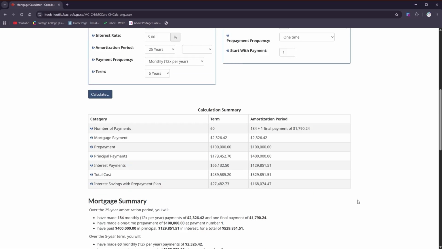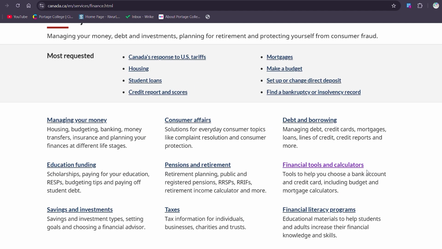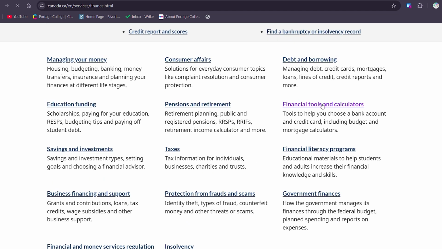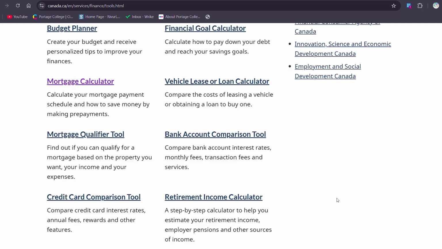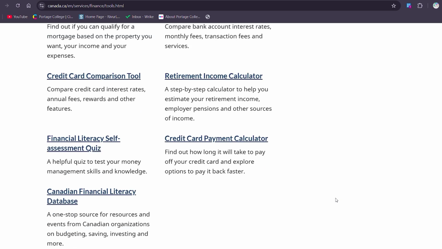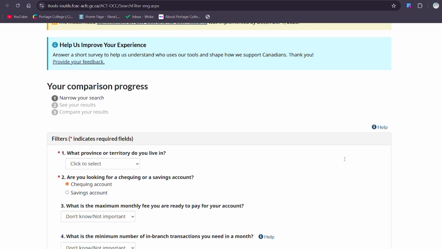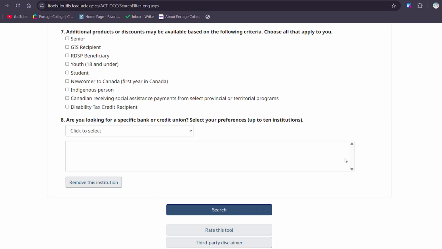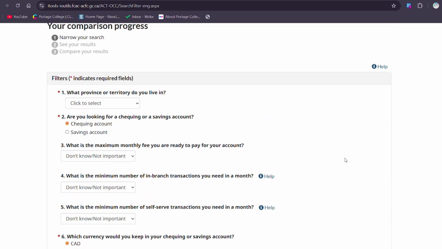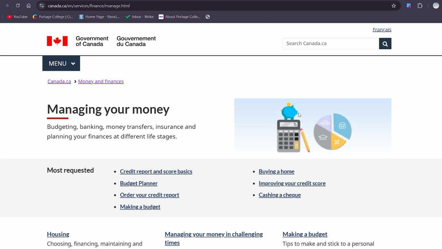And of course, as you remember, if we go back to the calculation tools on the canada.ca website, you would find a lot of other tools that you could use as well. For example, a budget planner, a vehicle lease or loan calculator, and a financial goal calculator. You could also use the bank account comparison tool, which says, okay, if you live here and you want a checking account with no monthly fees and all that, it's going to look for the best bank account for you in your area based on your specifications. So these are really good tools.